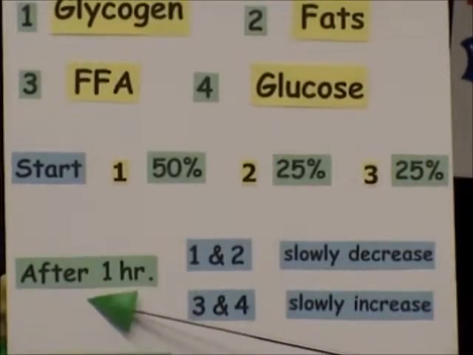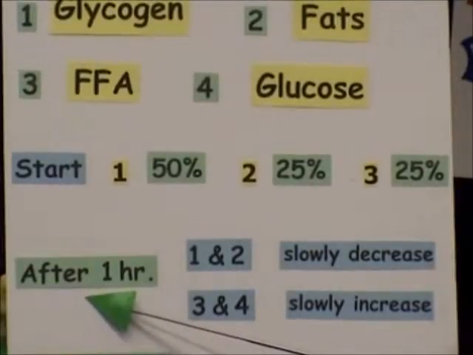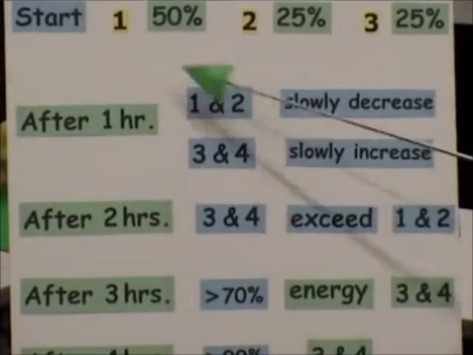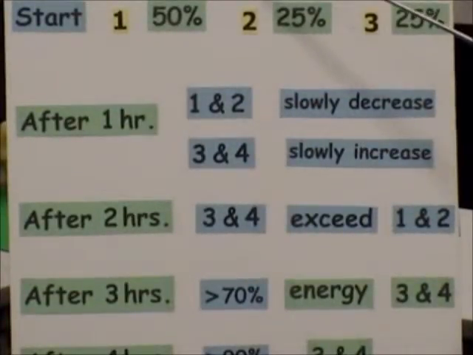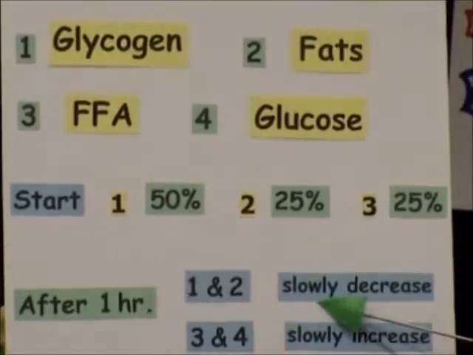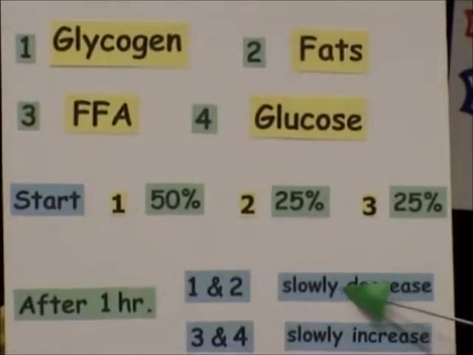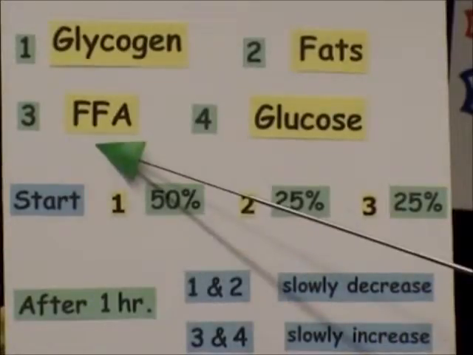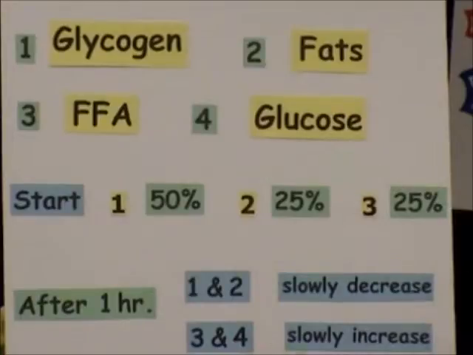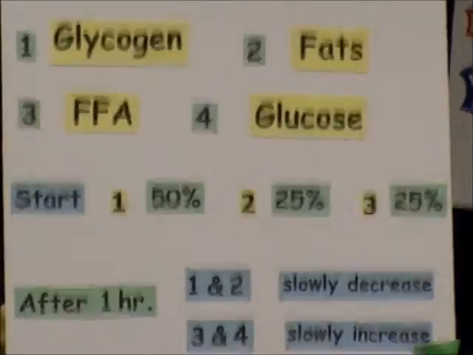However, after 1 hour, what's going to happen here? 1 hour of exercise. Try not to exercise too much, especially in the heat. But 1 and 2, meaning muscle glycogen and muscle fats, start to decrease slowly. You're not using as much of them as you were. Extensive exercise is going to start bringing in the free fatty acids and the glucose. So that's what happens. 3 and 4, free fatty acids and glucose, slowly increase.